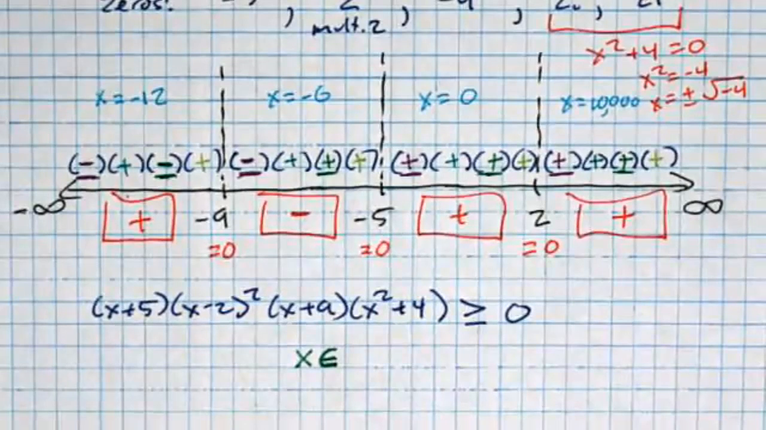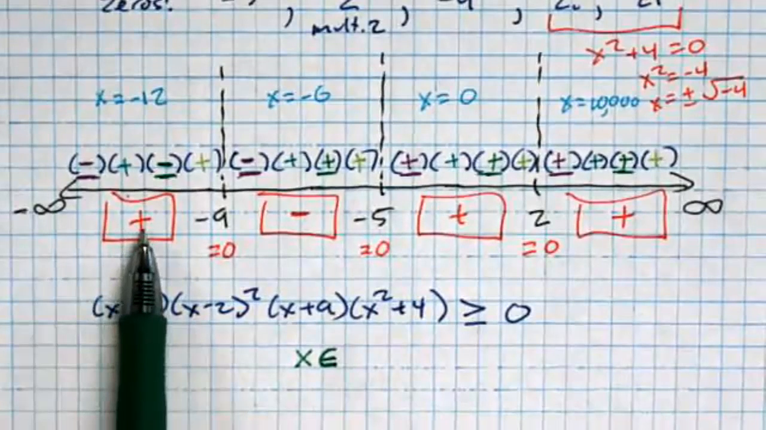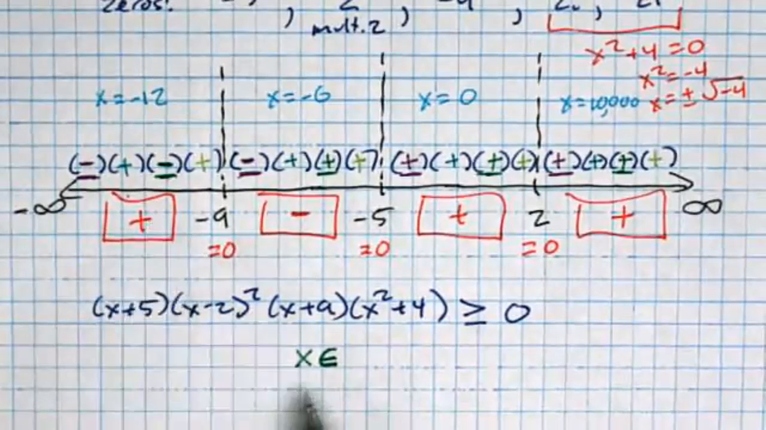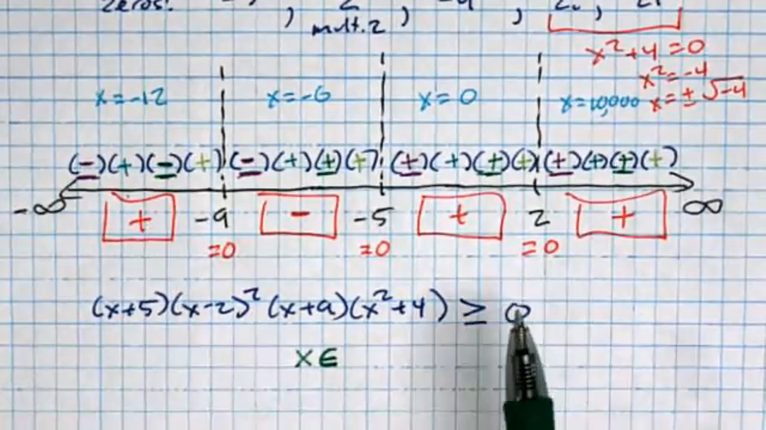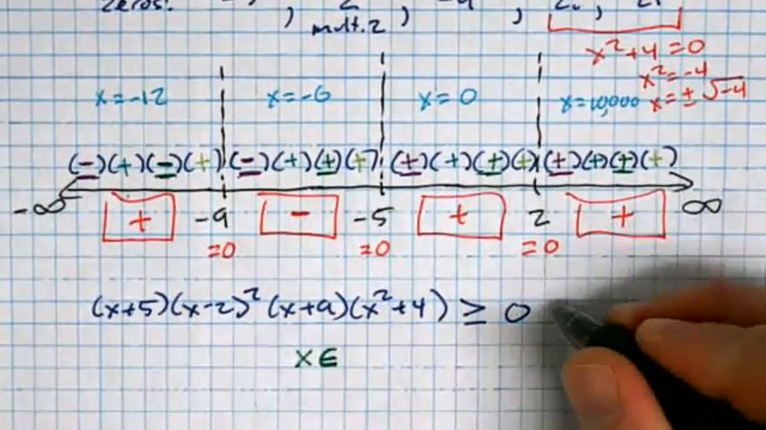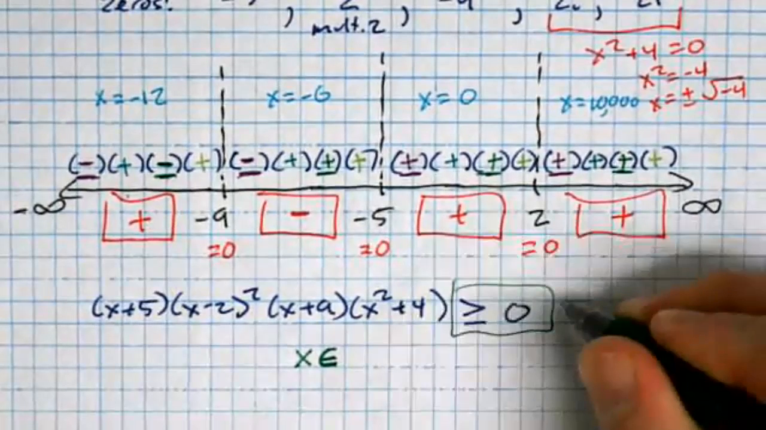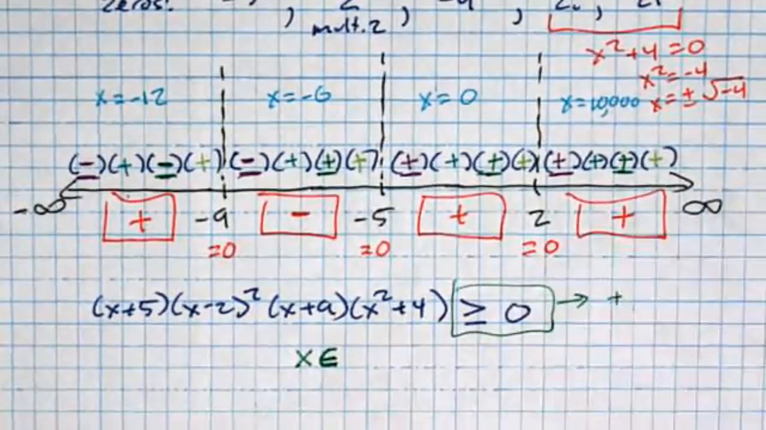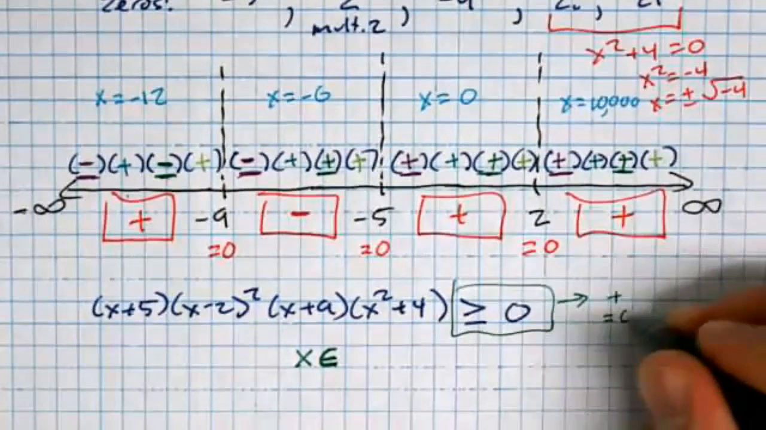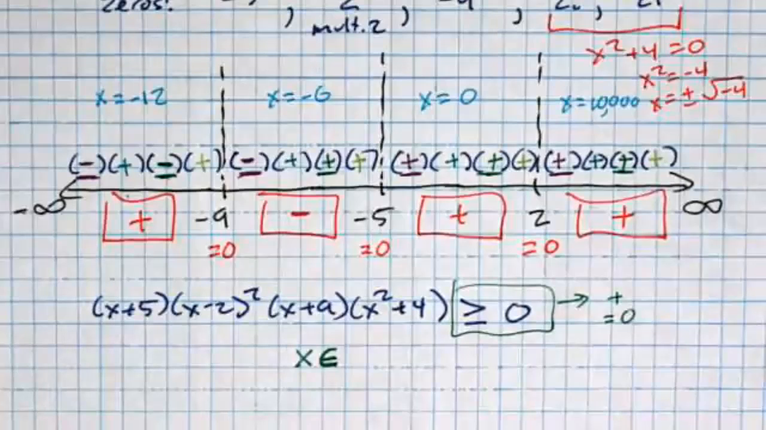So let's go through our regions. Is this region greater than or equal to 0? It's positive, right? So we should include that in our solution, right? It is positive here. Positive numbers are greater than or equal to 0, correct? So with greater than or equal to 0, we're looking for pluses. And we're also looking for where it equals 0. We need to pay attention to that.